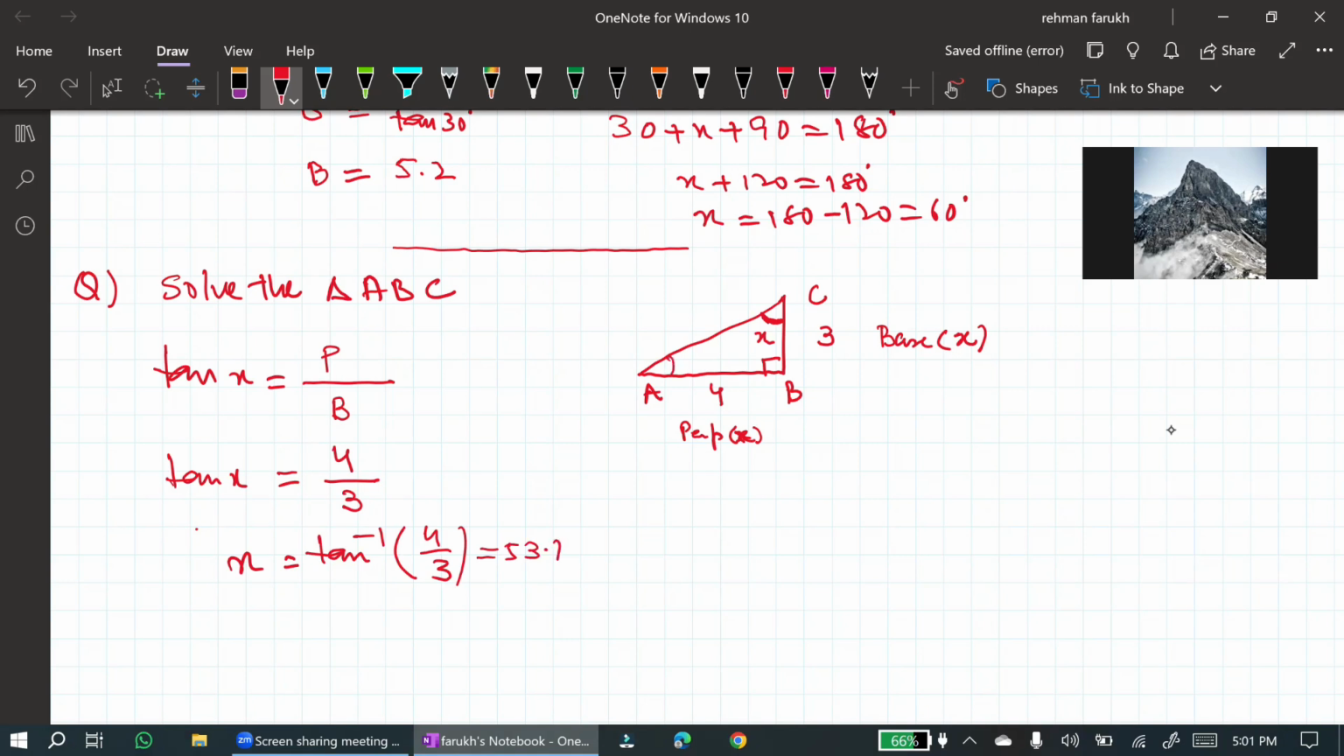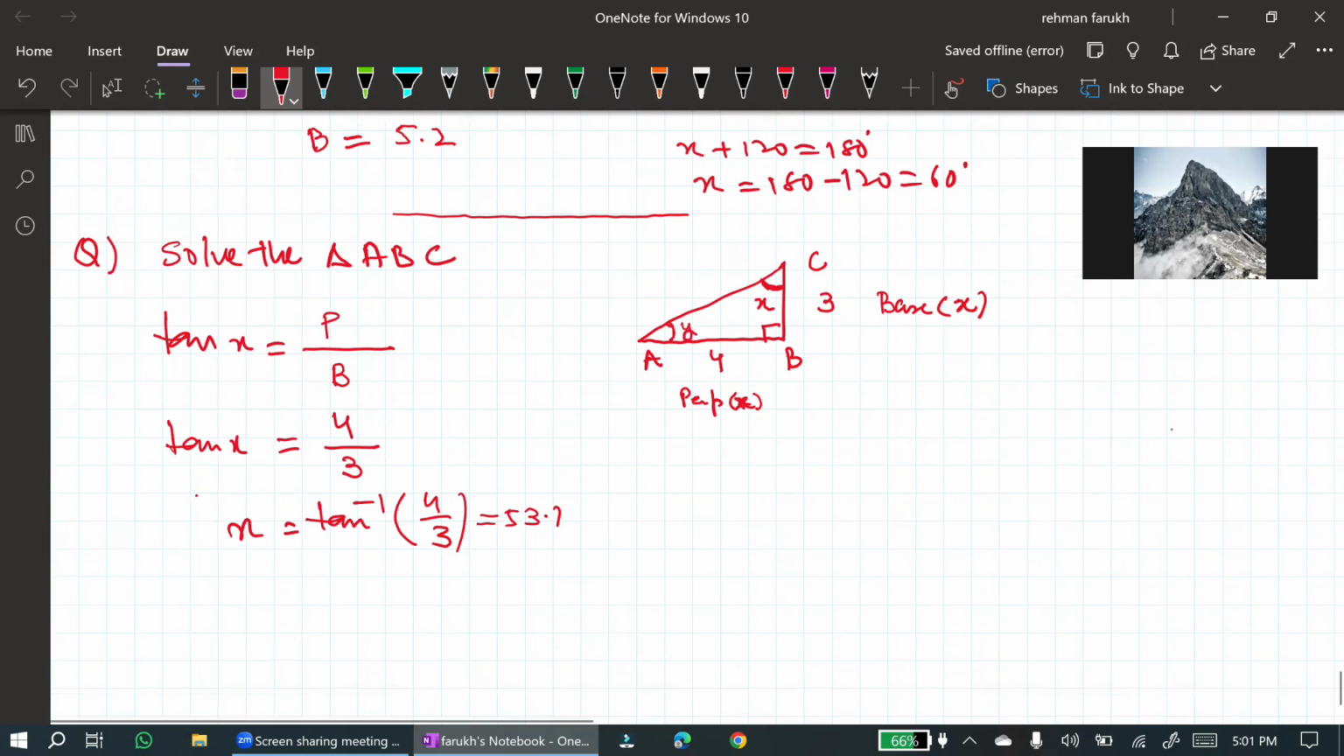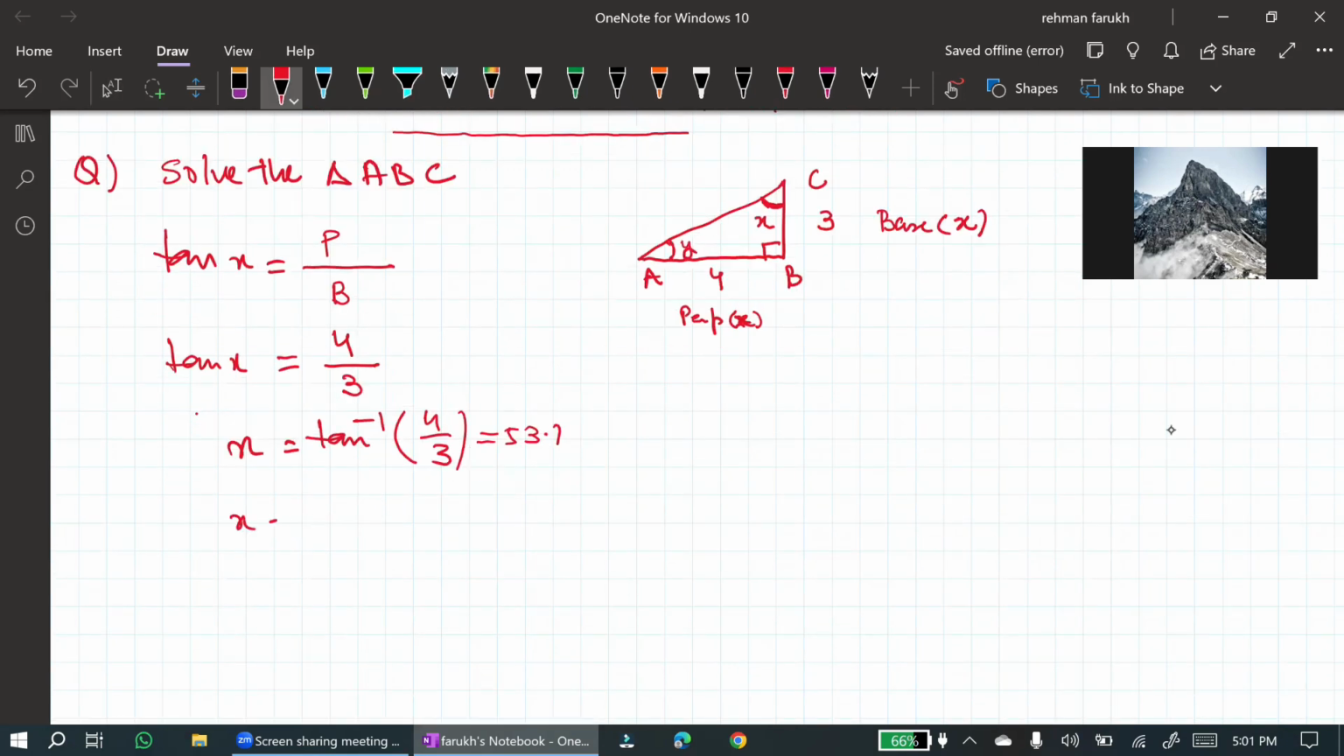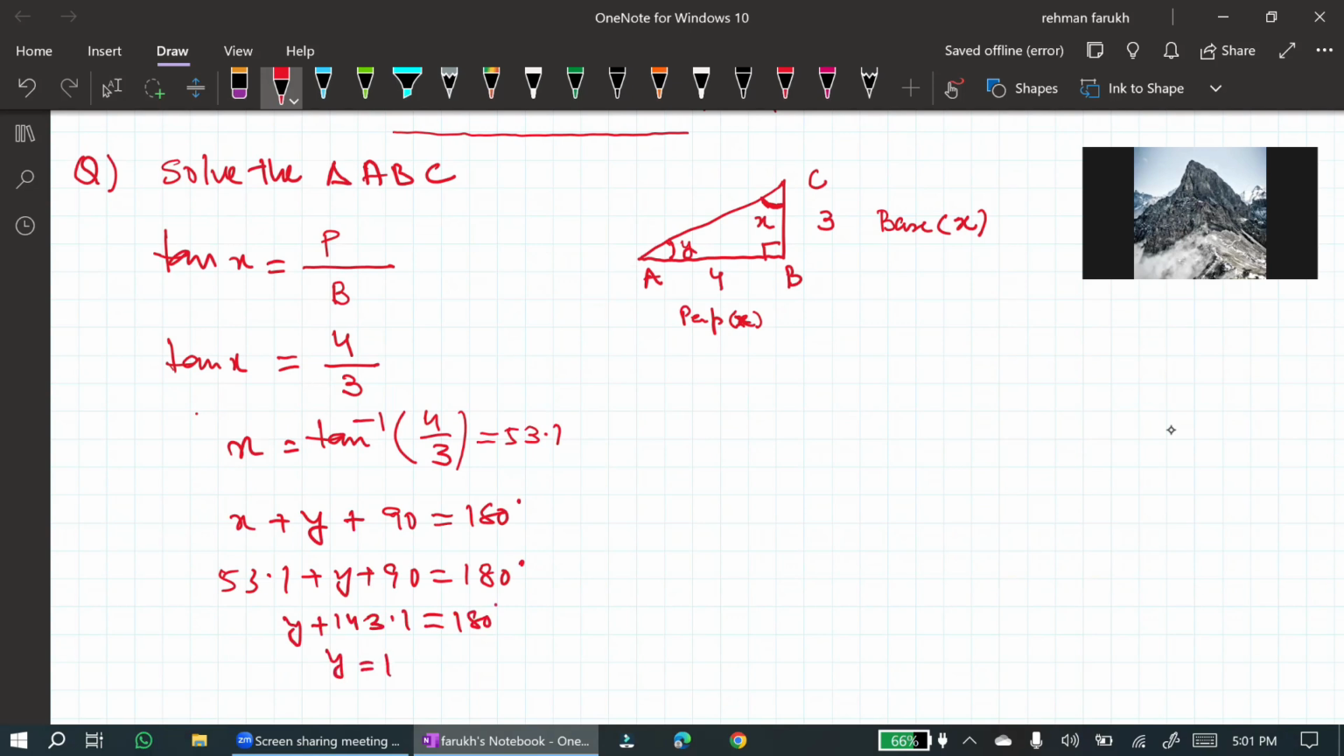We want to find out the other angle. Name this angle as y. Now, x plus y plus 90 degrees is equal to 180 degrees. We have the value of x, 53.1, plus y plus 90 is equal to 180. y plus 143.1 is equal to 180 degrees. y is equal to 180 minus 143.1, which is 36.9. Now this one is the value of y.